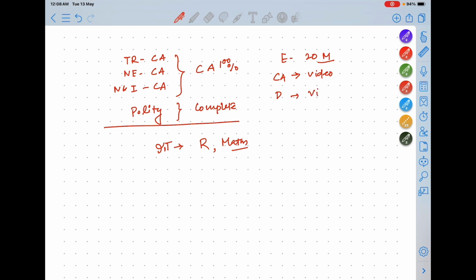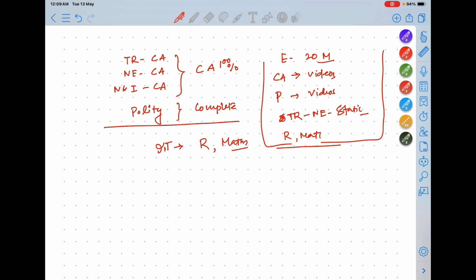Same for the polity videos. For Tripura and Northeast static GK I have also covered to some extent, but you also have to cover from static books like Kings. Tripura geography and Tripura's economy, these things you have to cover from other sources. Then you will practice reasoning and mathematics questions. So this was all for Combined 3.